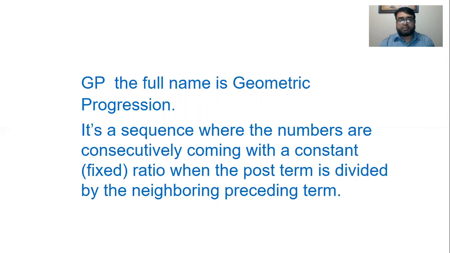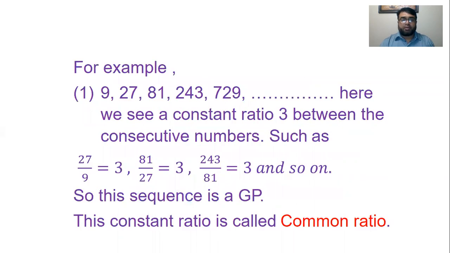Here in GP, the numbers are consecutively coming with a constant, that means fixed ratio, when the post term is divided by the neighboring preceding term. It means when you have a sequence like GP, if you divide every post term by its immediate preceding term, you will get a fixed result. I mean a ratio, and it happens in every consecutive pair of numbers.